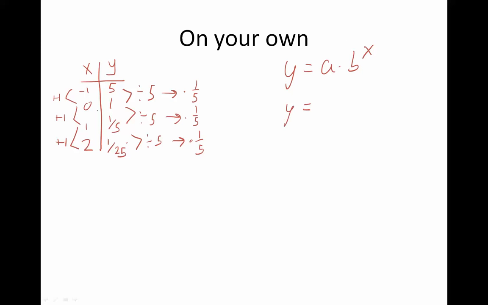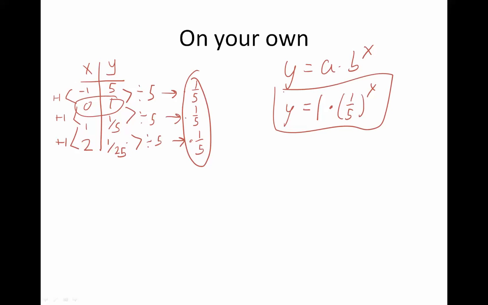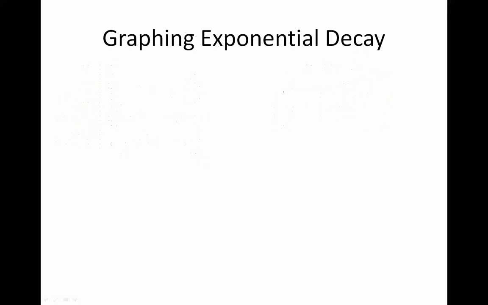Starting value was here at 1. So that's 1 times b. Remember, it's the number you multiplied. So that's 1/5 to the x. So there's my function rule for that particular table. All right, if you had a hard time with that one, make sure you're asking questions to clarify before you move on. Otherwise, let's do the next example.